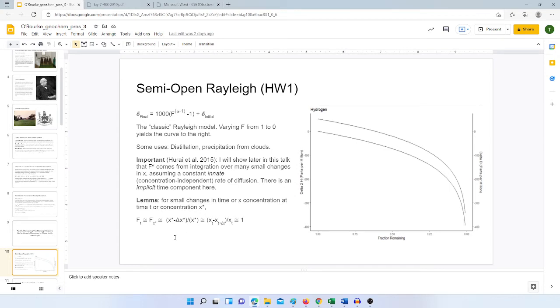So there is an implicit time component in these calculations. So if you have some time t during the distillation process, or if you don't like that, if you're uncomfortable with that, say some concentration during the distillation process, the F, for small amounts of delta D or for small time step changes, is approximately equal to 1, and that's going to be very important later on when we do some more math.